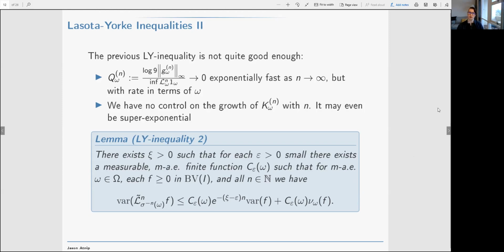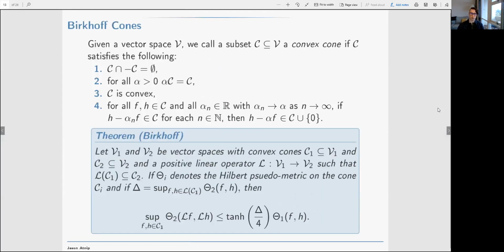But so to deal with these two problems about q and k, we prove this second Lasota-Yorke inequality based on Buzzi's work, where we'll deal with both of these. We'll be able to find some uniform-in-omega exponential decay for the first term attached to the variation term, and then we get control over the k omega n constant by finding some measurable constant that covers both. Okay. And now, this is the Lasota-Yorke inequality that we want to work with moving forward. And we'll use that inequality specifically for our cone techniques.